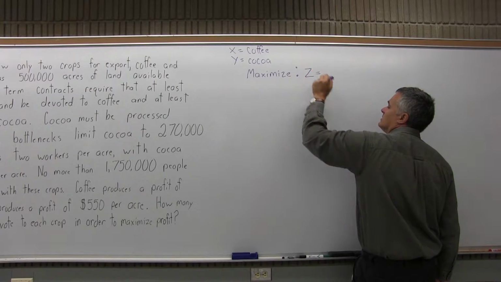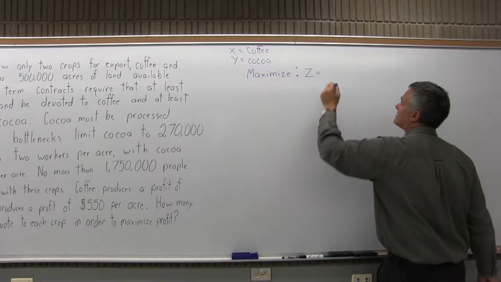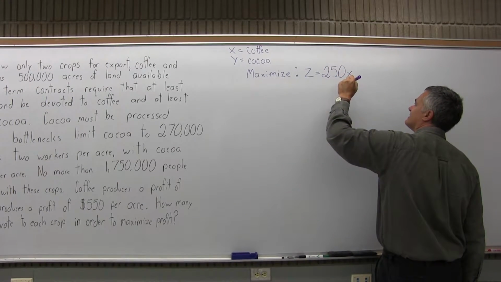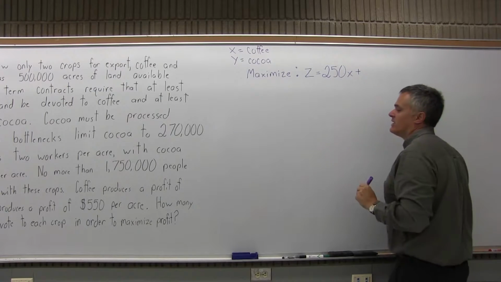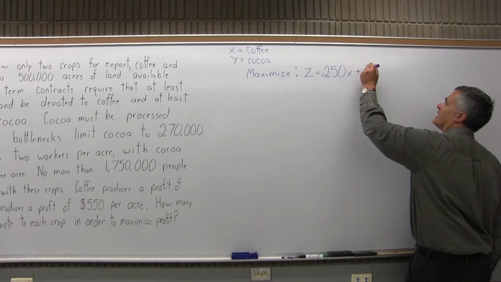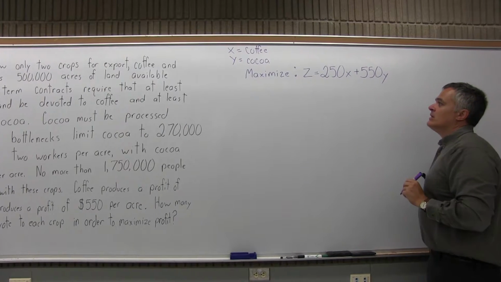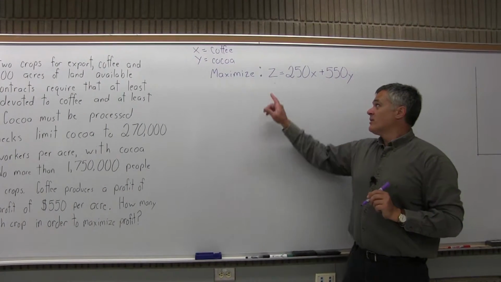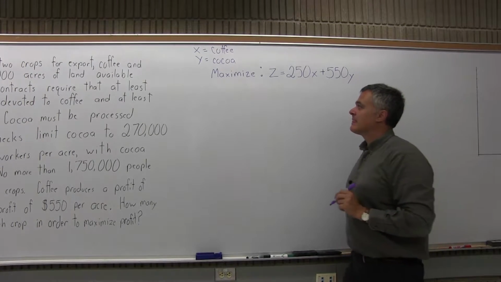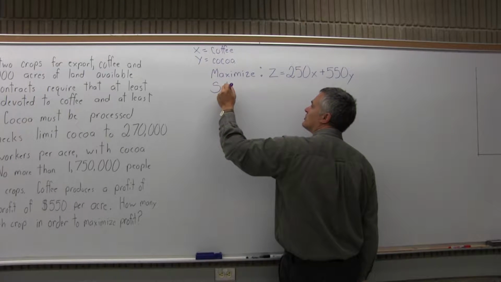z equals, so coffee was x, and it has a profit of $250 per acre. So I'm going to do 250x plus, and cocoa was y, and cocoa produces a profit of $550 per acre. So my objective function that I want to maximize is z equals 250x plus 550y. Step 3 of the 4-step process to set up the problem is write out the constraints.